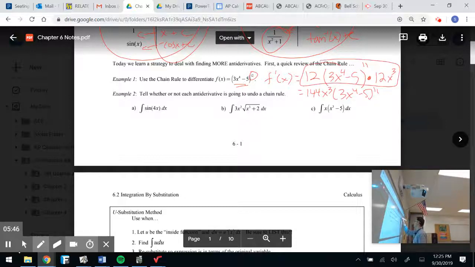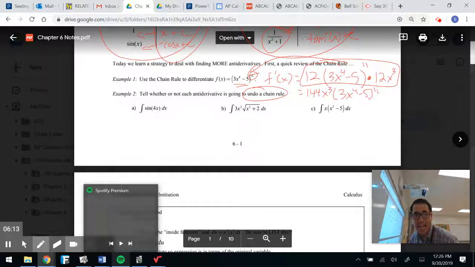So guess what? We're going to have to go backwards. Whoa, how the heck do you go backwards, Holmes, if it's the chain rule? That looks way too tough, but that's why we use u-sub. Okay? Example 2, I just want to know whether you think each antiderivative would have a chain rule involved with it, okay? So I'm going to pause for like a millisecond, and then just say yes or no, okay?